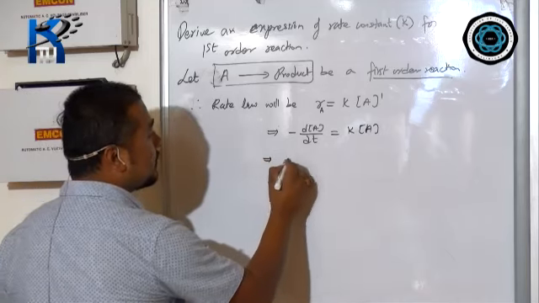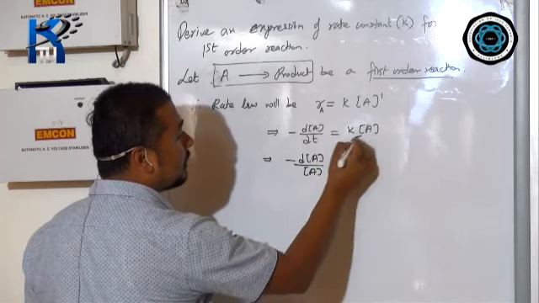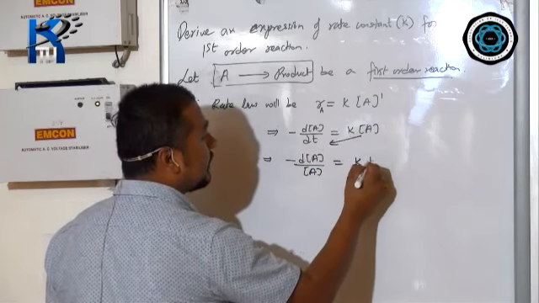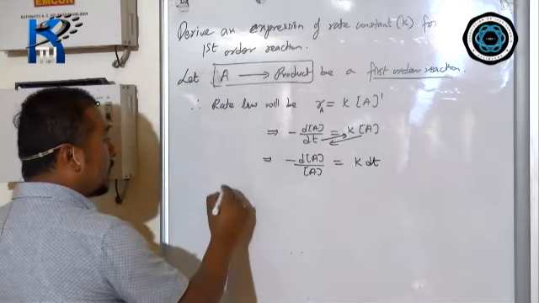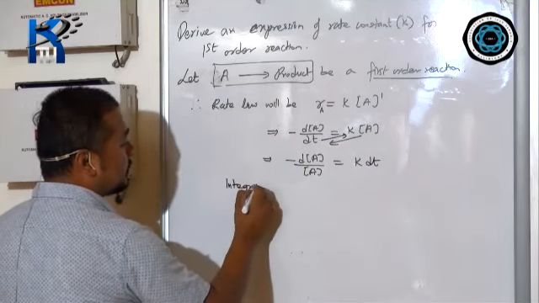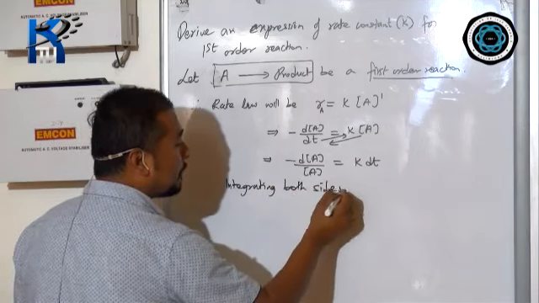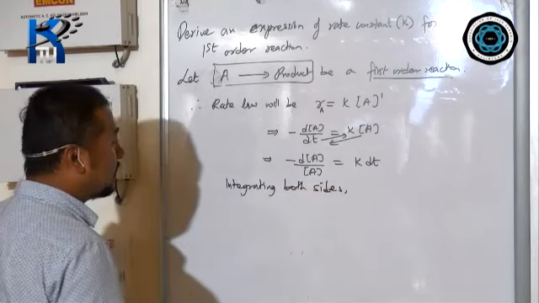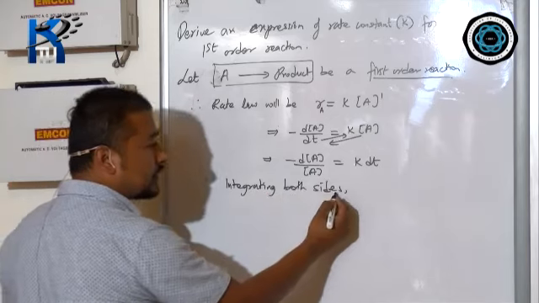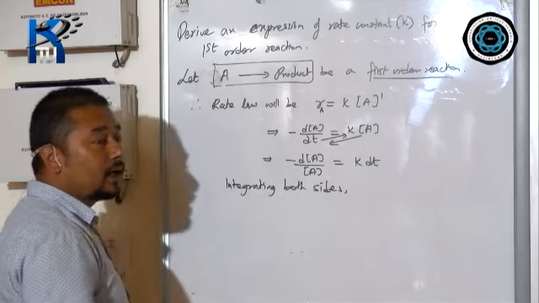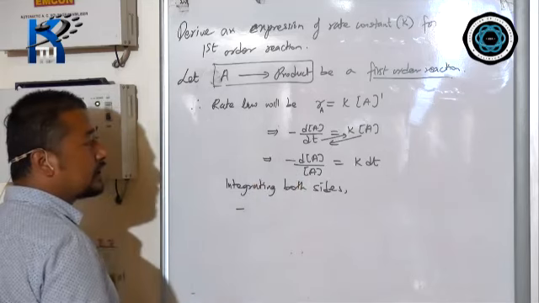Now bring A to one side, so minus dA by A, this will come down, and this side will be K dt. I have cross multiplied here. Now what we'll do is integrate both sides. I think you have learned integration in maths, in 11th also. So when you integrate both sides, students, the constant should be taken outside the integral sign. So here the constant is minus, so I am taking it out of the integral sign.